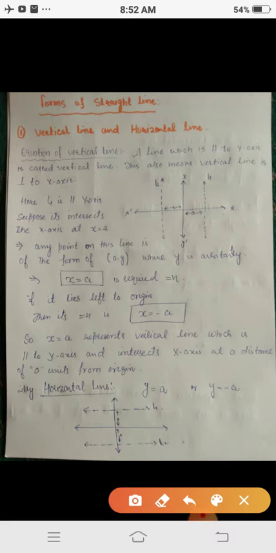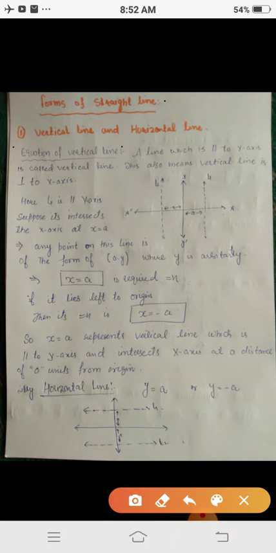Dear students, in the previous video lecture we discussed the slope of a straight line, and how to find the slope of lines by considering various conditions. From today we shall start the forms of a straight line. The first form is the vertical line and horizontal line. What is a vertical line, what is a horizontal line, and what are their equations?